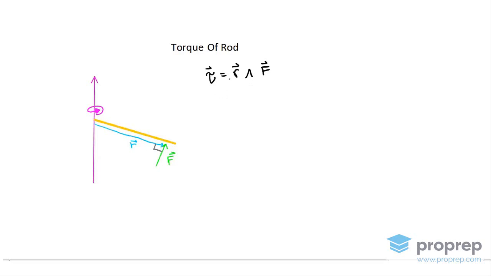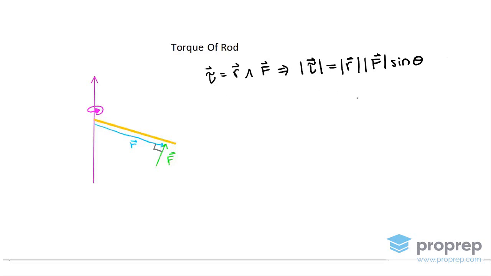Another important thing to remember is that whenever you have r cross F, we're interested in the size of this, because the direction is less interesting here, but the size of the torque is most interesting. So the size of the torque is equal to the size of r multiplied by the size of F, and then the sine of the angle.